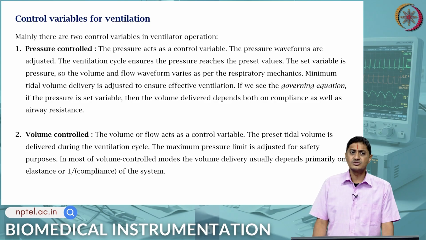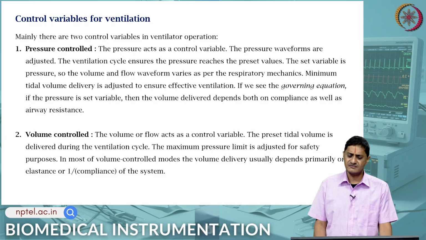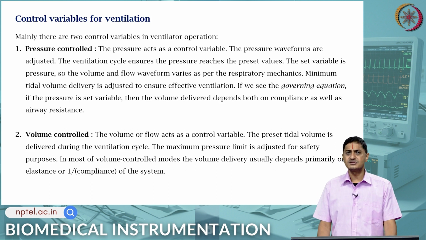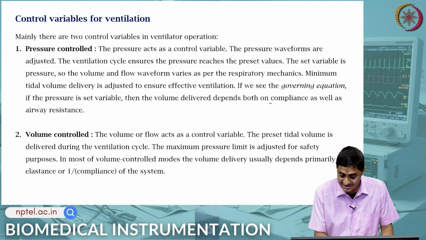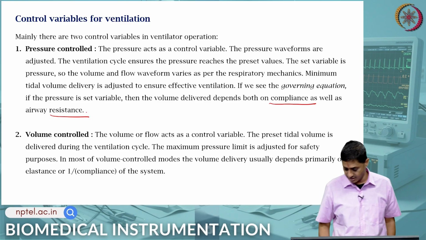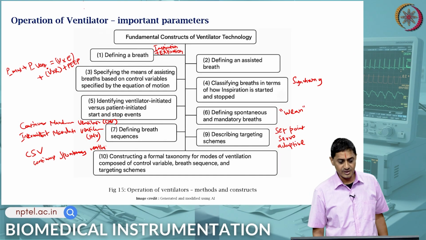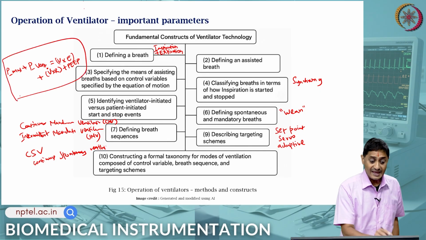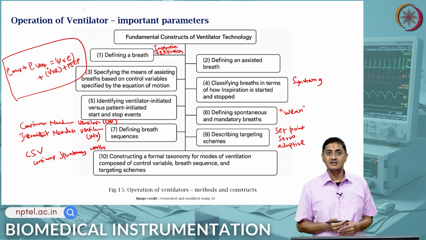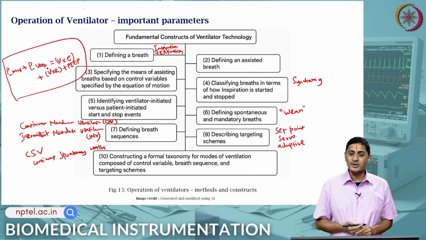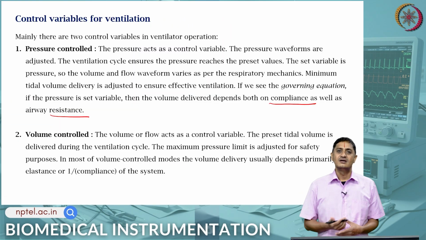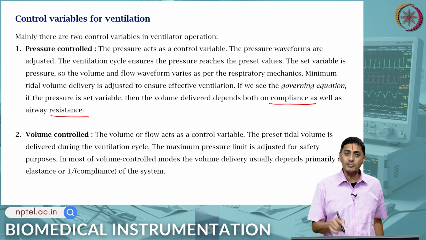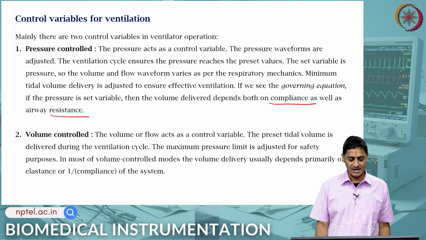You also need to make sure that a minimum volume is delivered, so that there is effective and efficient ventilation. If you look at the governing equation, if pressure is the set variable, then the volume delivered depends both on the compliance of the lungs as well as the resistance of the airway. Recall what this governing equation is? In this, if pressure is set as the variable, then both compliance and resistance come into the picture, and they define how much volume of gas is delivered. So it depends both on the compliance of the lungs as well as the resistance of the airway.